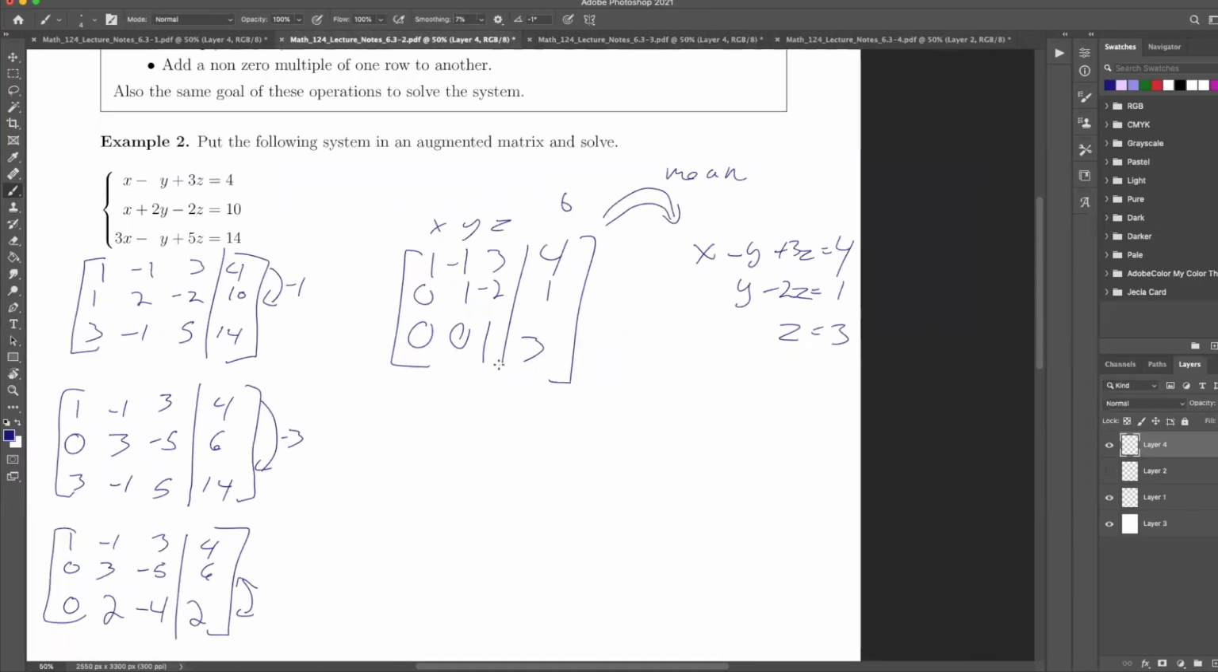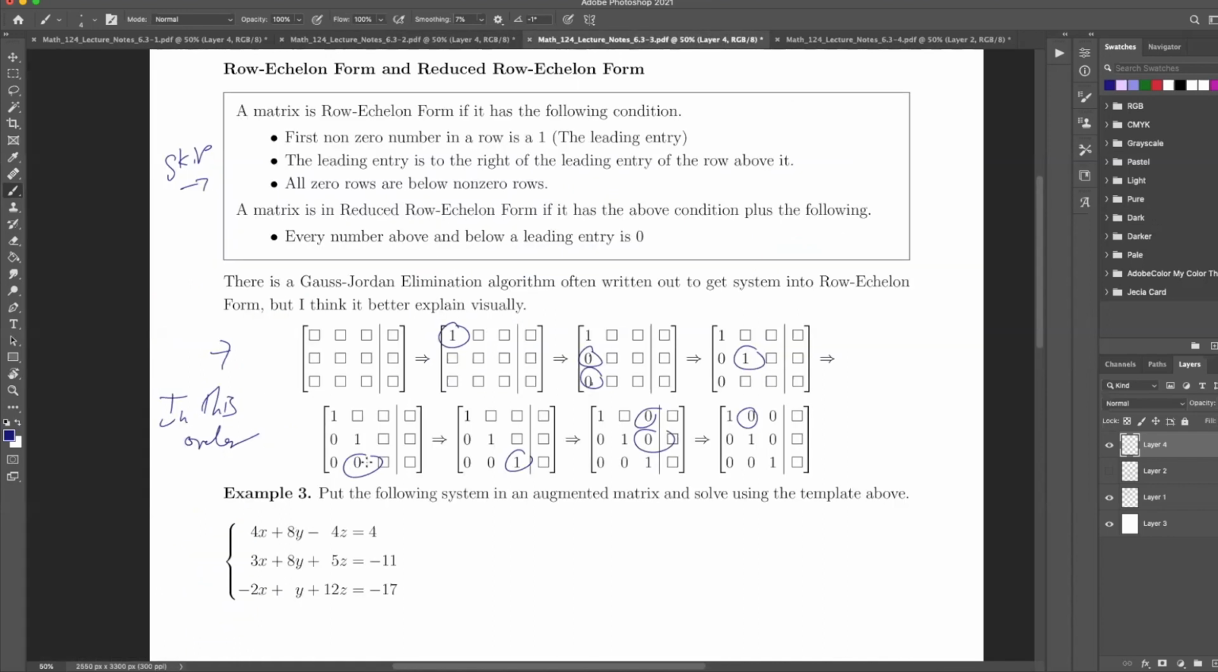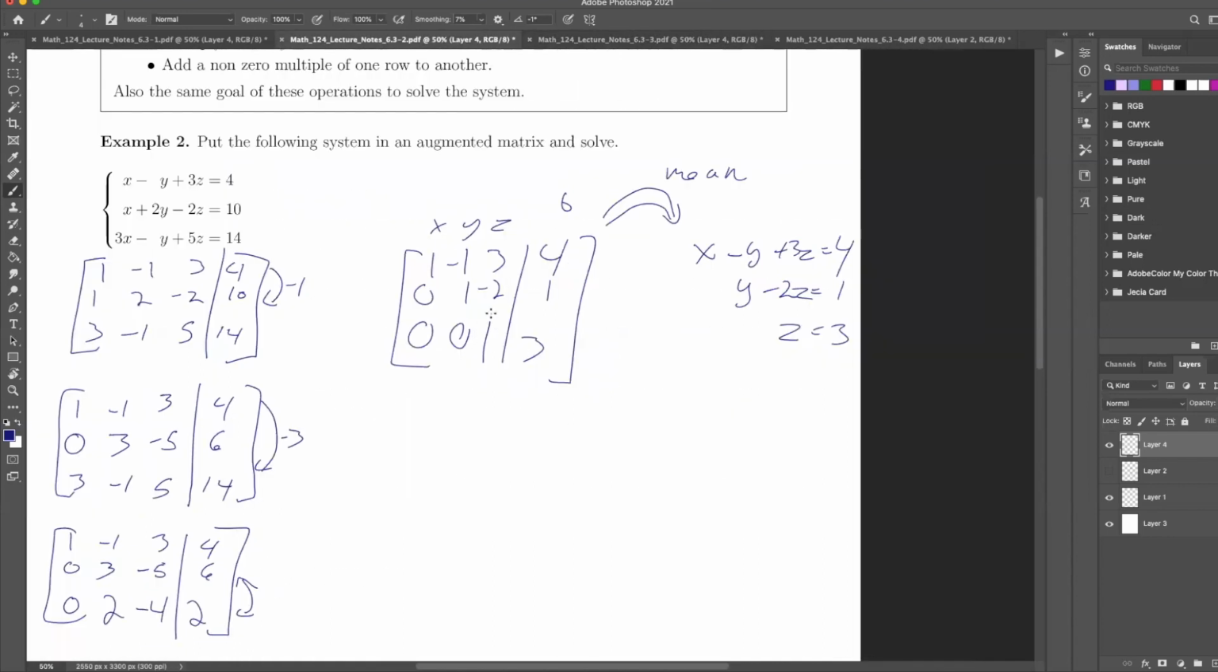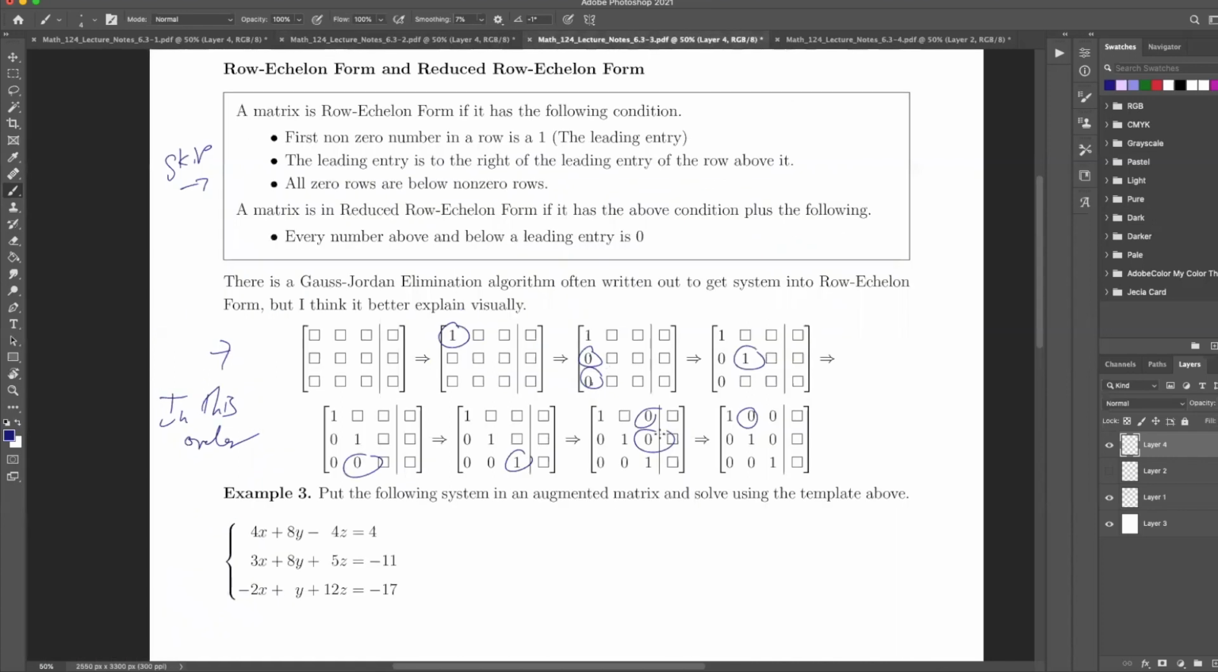So where were we at in our algorithm? We got a 0 here. So we got the 0 here. Do we have a 1 here? Yeah, we have the 1 here. So we move on to this now. I want to put a 0 here and a 0 here, and do it in this order.